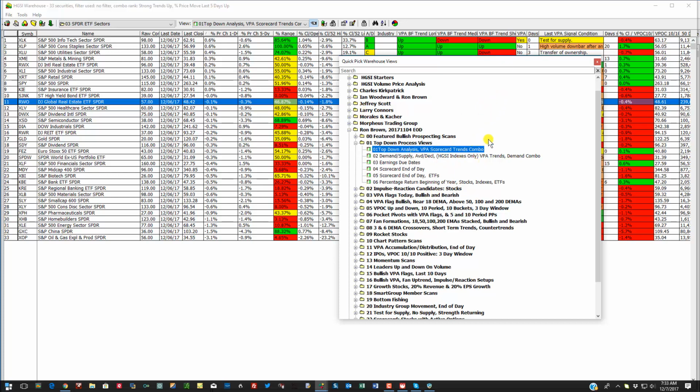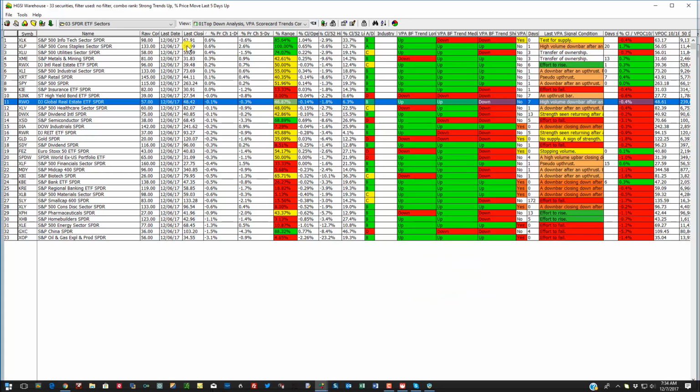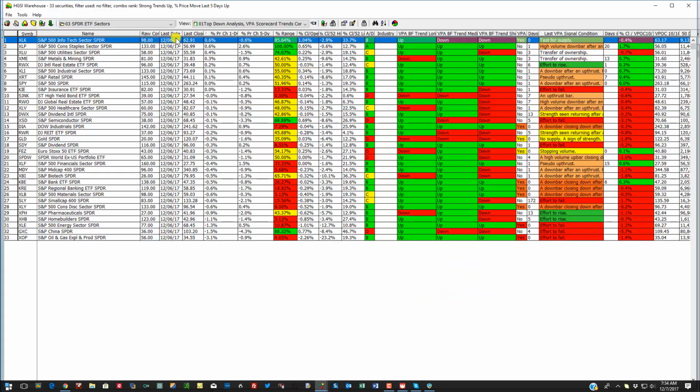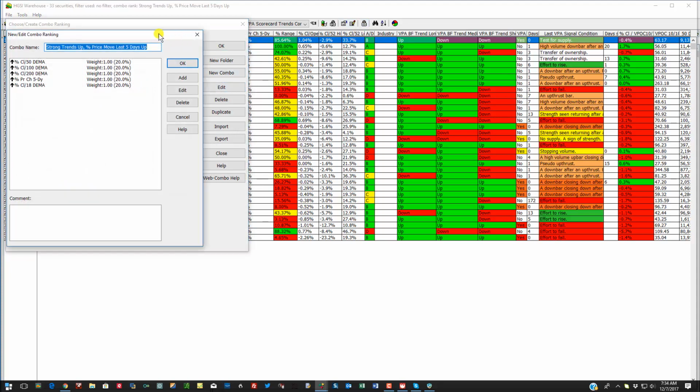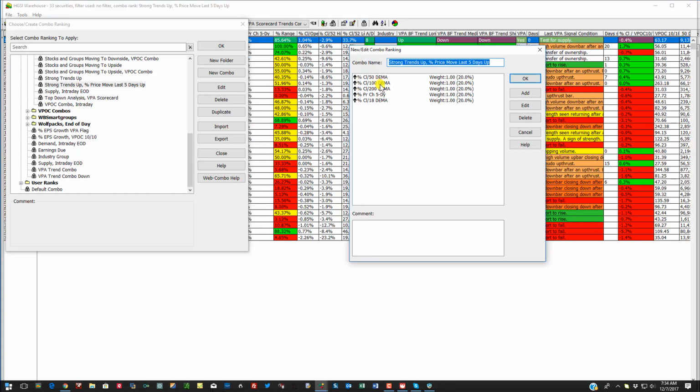Now I've been experimenting with different combos. I did not change the name of this because it's just easier to leave it where it is while I experiment, and I'll settle on something eventually. But anyway, let me show you how this works. I am using this view, and the current combo weights the 50-day, the 100-day, the 200-day, and the 18-day all equally at 20% of the weighting, and then the percentage price change over the last 5 days at 20%.